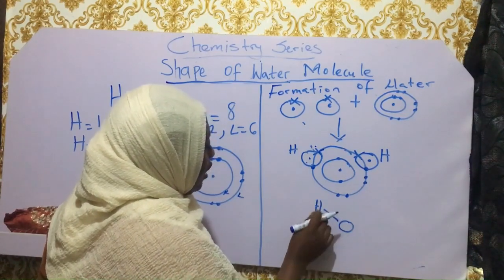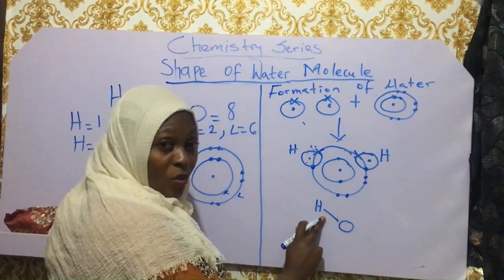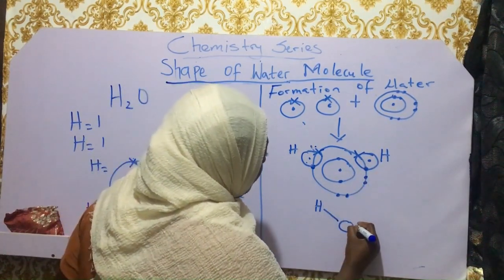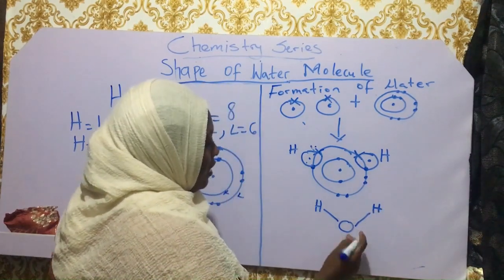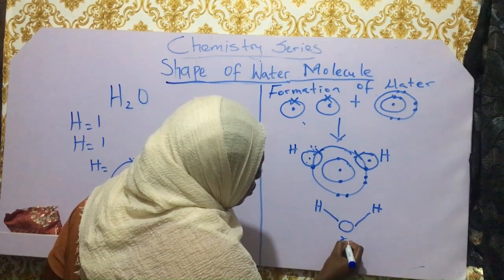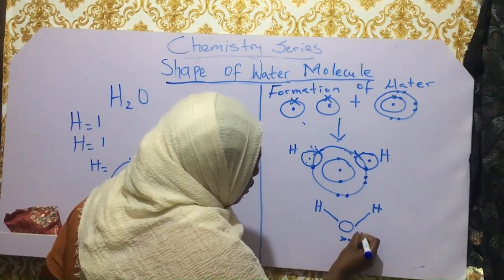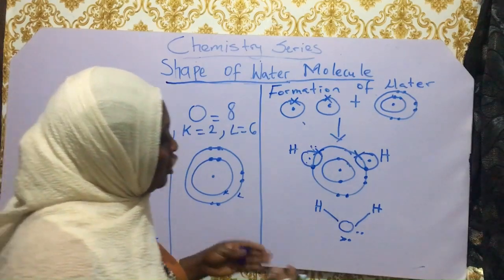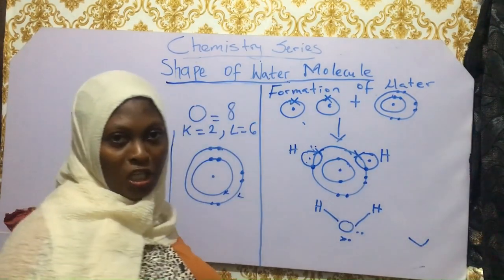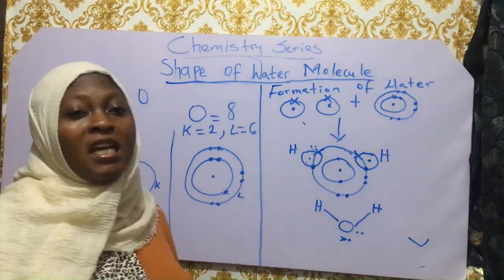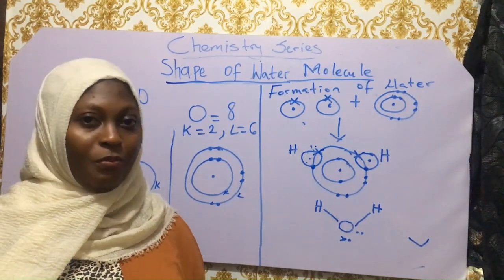So let's see. Oxygen shares 1 electron with the first hydrogen, so a single bond. It also shares another 1 electron with the second hydrogen, which is a single bond, and it has 2 pairs of lone electrons. So you can see why we say the shape of water molecule is angular or V shape, and the type of bonding in water molecule is covalent bonding.